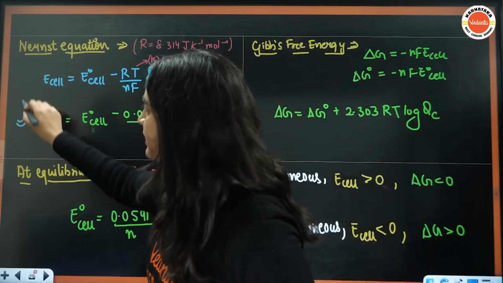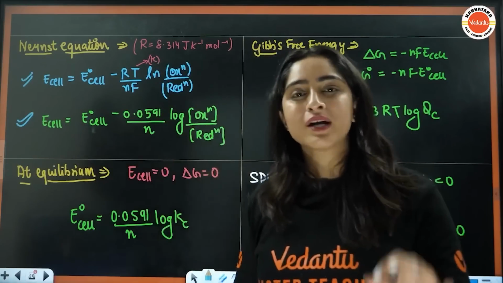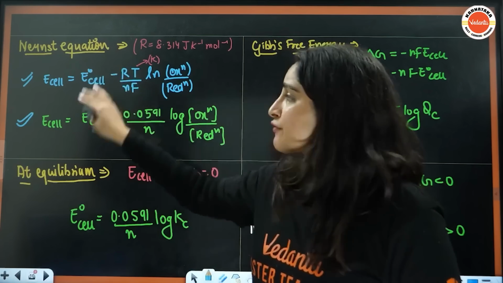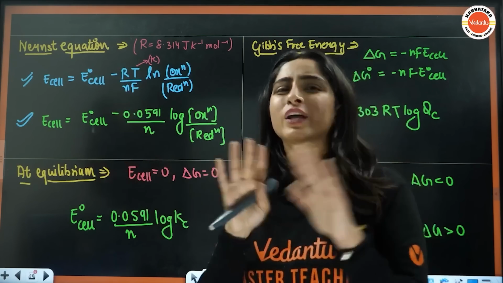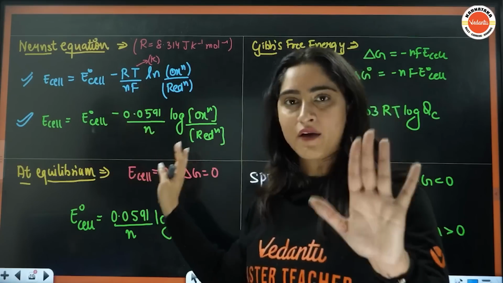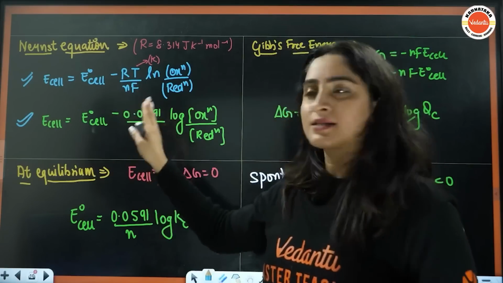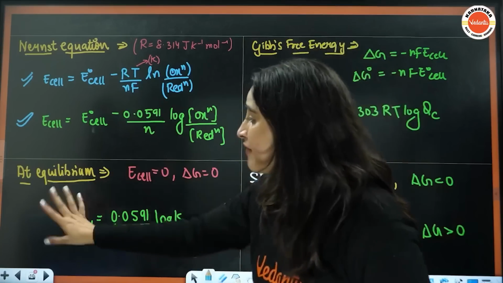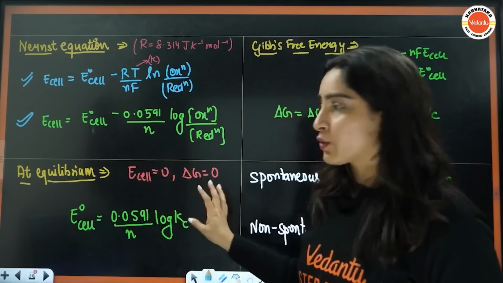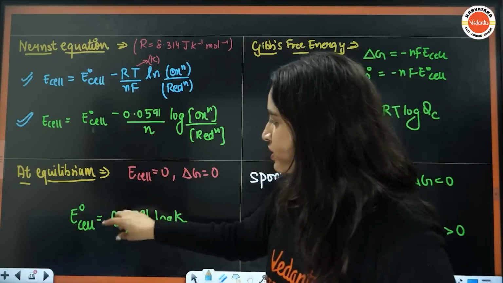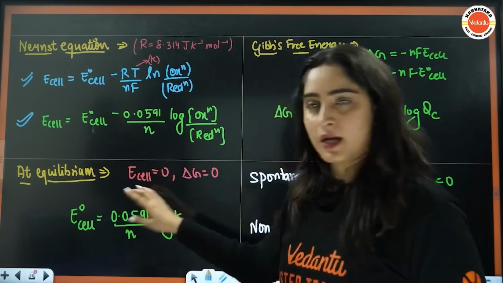Just always remember these two formulas, because if you are not given the particular temperature, the standard temperature, then you will apply this formula. If you are given the standard temperature or you are not given anything, that means you have standard temperature only, then you will apply this formula. Here R is the gas constant. Next, at equilibrium E is equal to 0 and delta G is equal to 0. So just put these values here and the formula becomes like this.